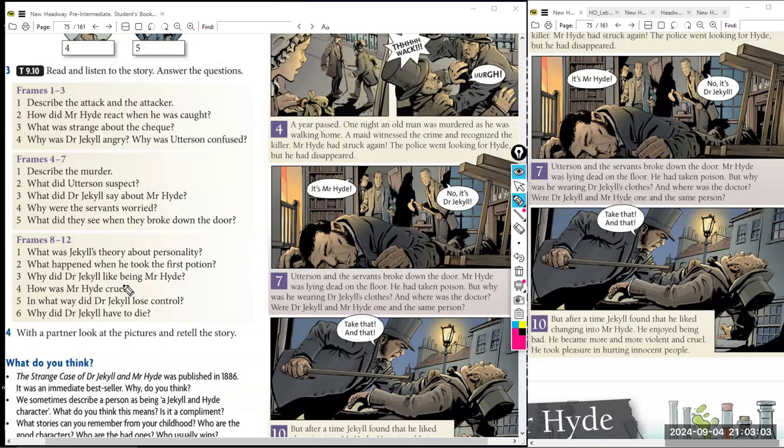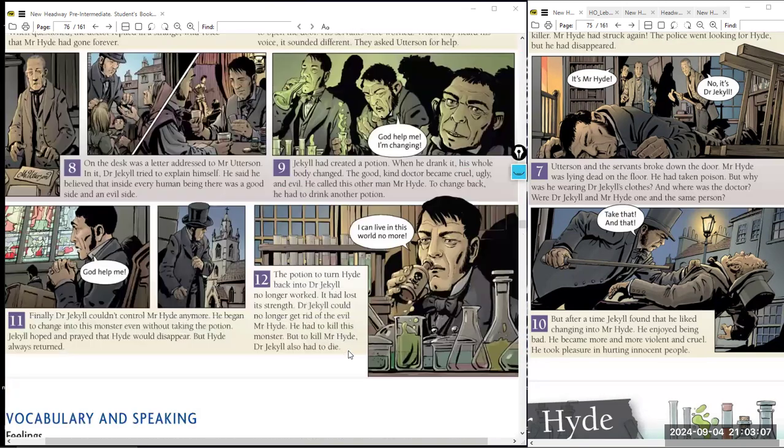Now, the next question is, why did Dr. Jekyll like being Mr. Hyde? Please read the frames carefully. Why did he like to be Mr. Hyde?